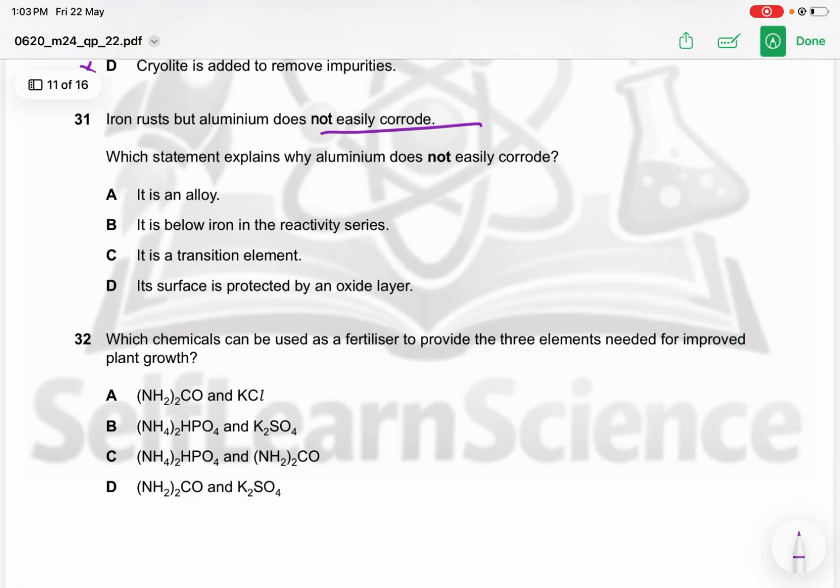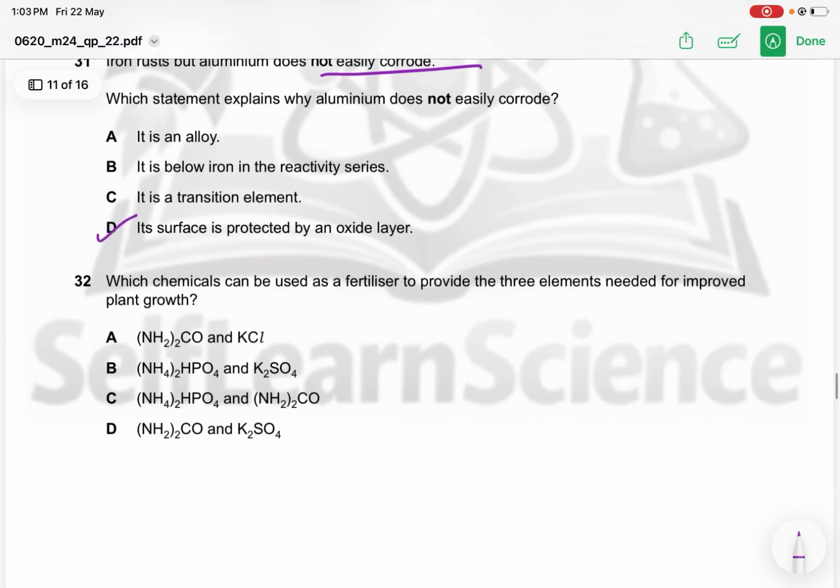Its surface is protected by an oxide layer. Yes. Aluminium reacts with oxygen from the atmosphere, forms aluminium oxide, and that forms a protective layer on the metal which does not allow it to undergo corrosion further.